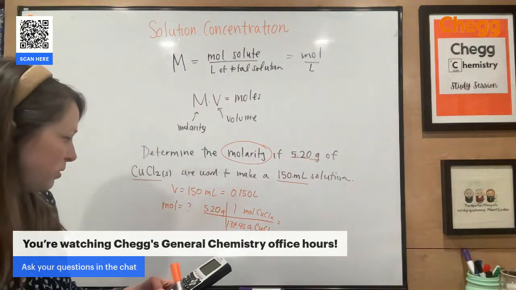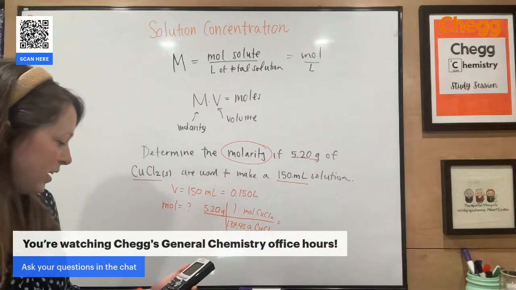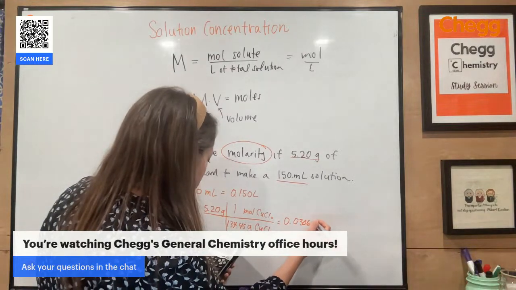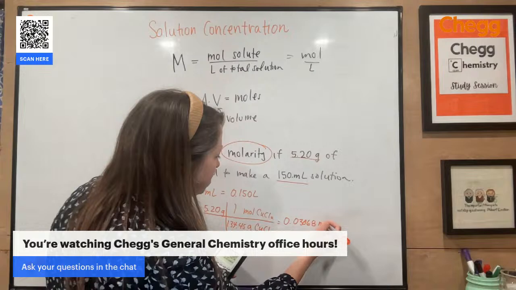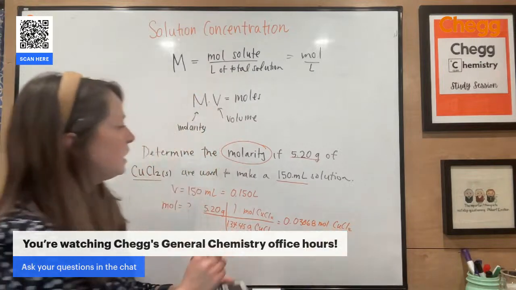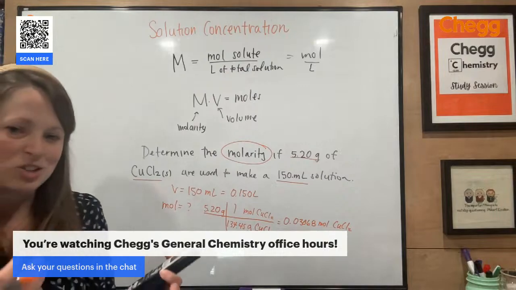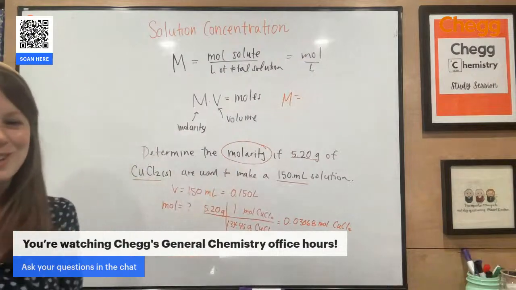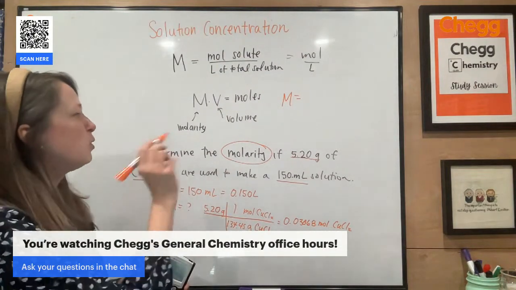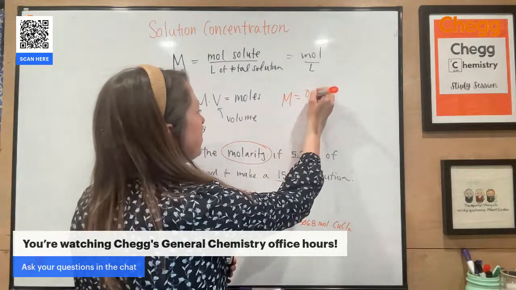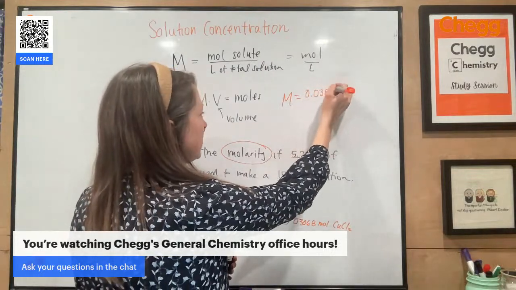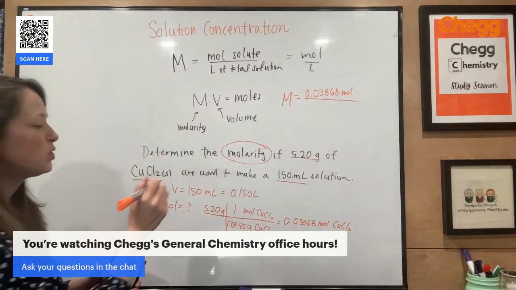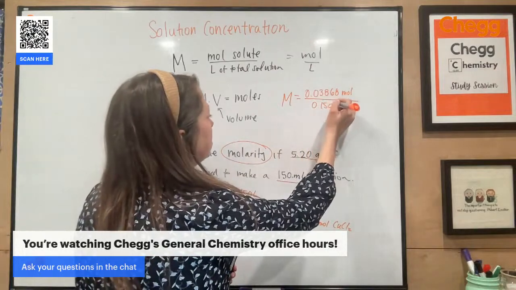So I have 5.2 divided by 134.45. That gives me 0.03868 moles of CuCl2. We had to change that into moles first to be able to calculate the concentration. Let me move that up. The concentration is the moles per liter, so I'm going to take that number, 0.03868. I tend to round for sig figs at the very last step, which is why I'm carrying so many right now. Divided by my volume.